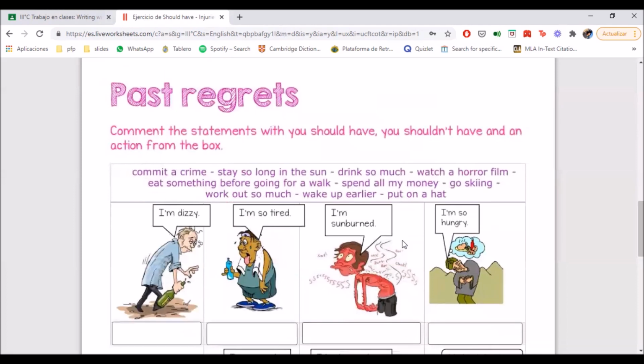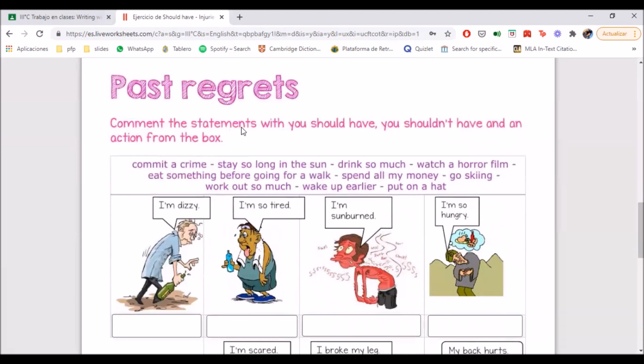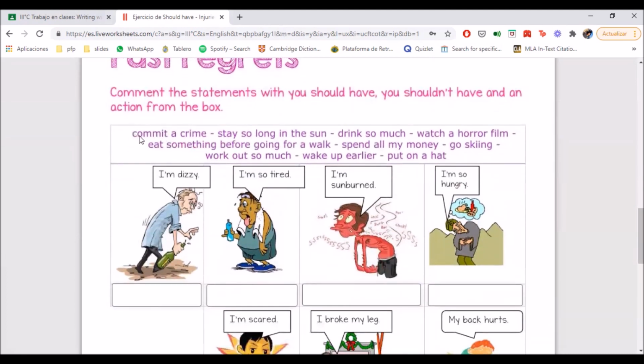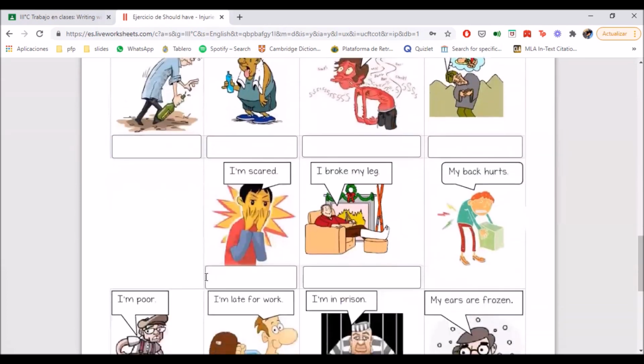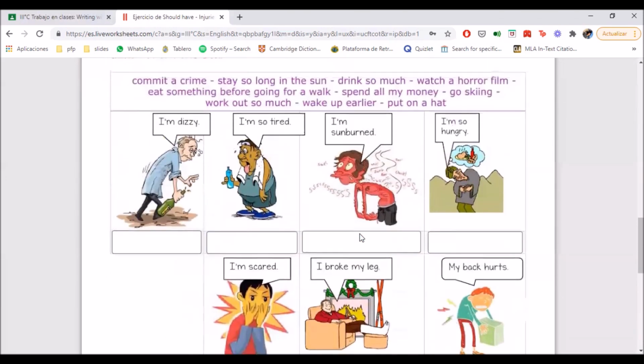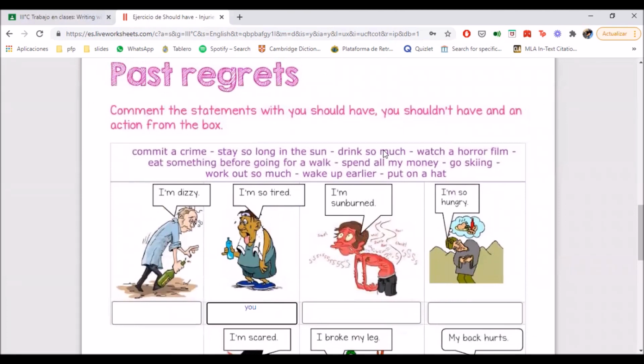Let's continue. This is the last part. It says, comment the statements with you should have, you shouldn't have, and an action from the box. So it's exactly the same. Okay. You have some verbs to finish the sentences, and you have different images, okay? So you complete the advices with you should or shouldn't have and one of the actions.